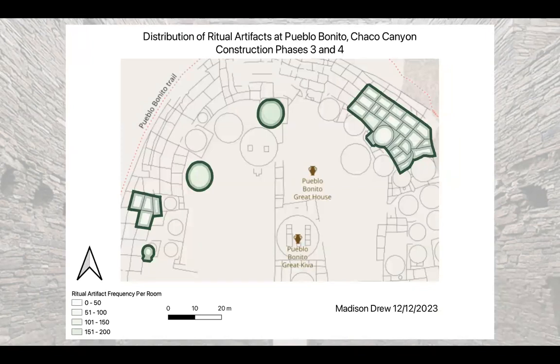Here, I chose to combine phases 3 and 4 because there wouldn't have been very much visual information if they were separated into 2 maps. Once again, there's a fairly low artifact concentration throughout here. However, these 3 structures do stand out as having a bit higher of a volume than the other rooms in these phases. However, again, this doesn't really surprise me because these 3 structures have been classified as ceremonial structures. So there would already be a higher volume of ritual artifacts here because they would have been used in the ceremonies that were conducted in these spaces.